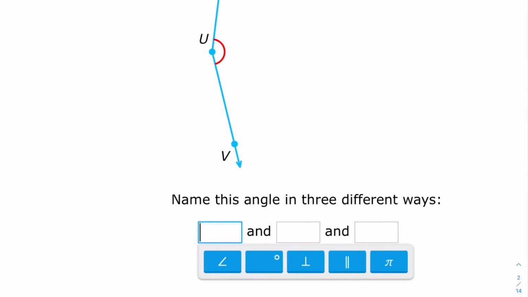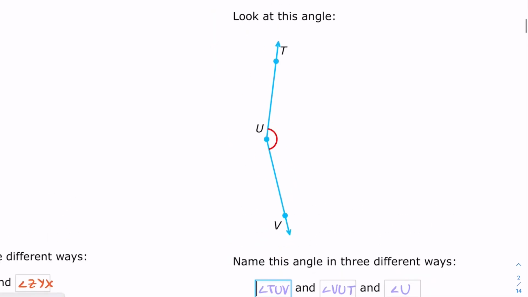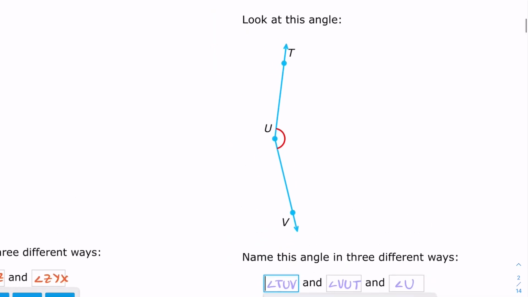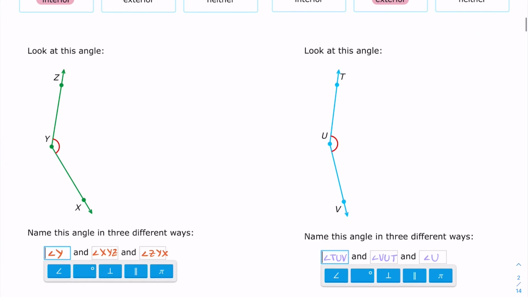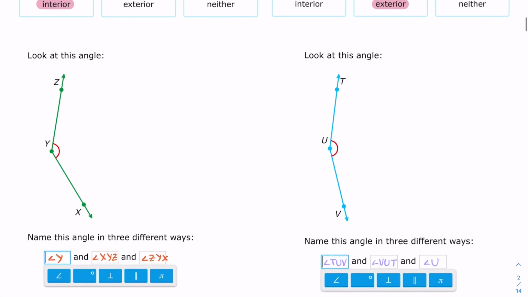We're going to do the same thing for this one. So it's angle TUV, angle VUT, and then angle U. So again, U is the vertex for all of these, and that's it. So that's a good review.